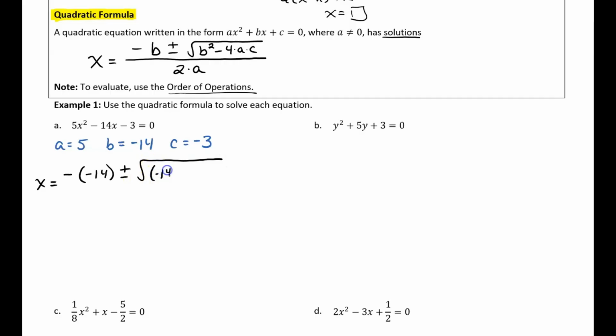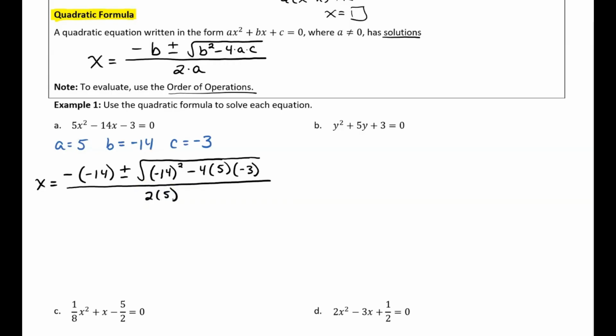My b is negative, so when I square it for the inside part, I'm going to put parentheses to make sure that I square all the parts of b. Then the rest of my formula, minus 4 times a times c. So I have a lot going on inside that square root. All of this is going to be divided by 2 times a, which is 5.